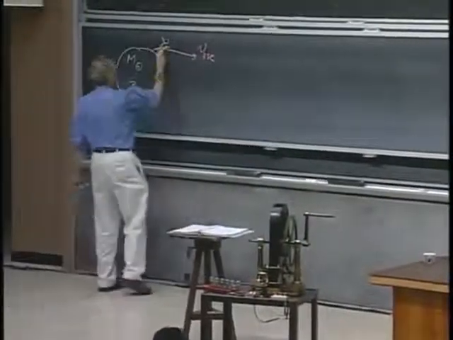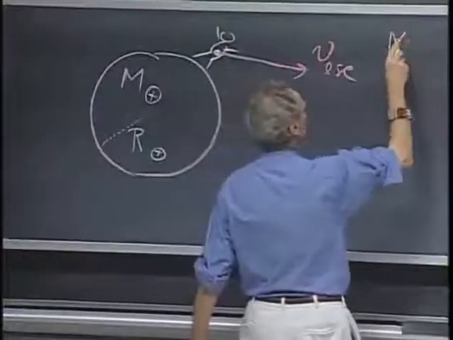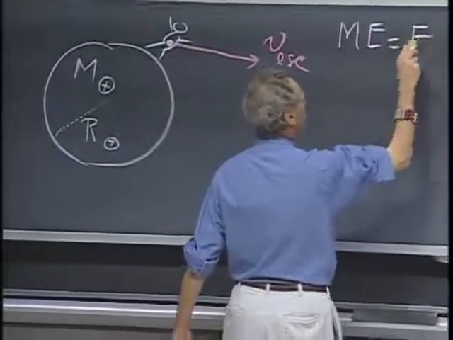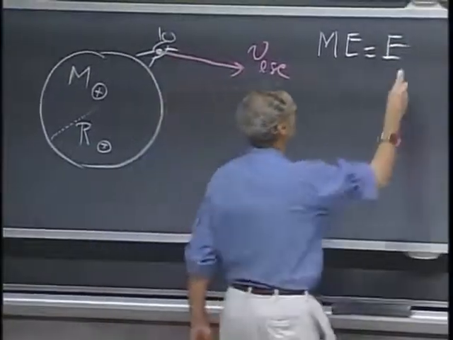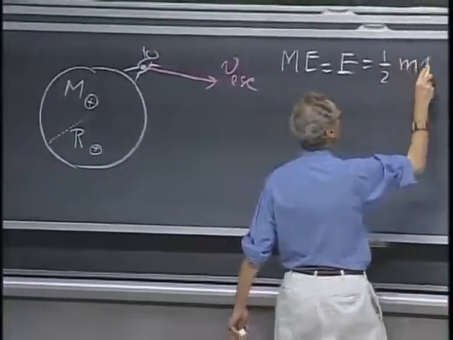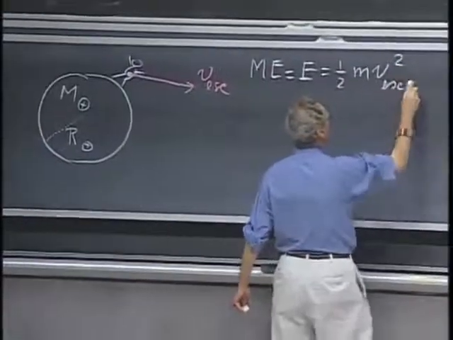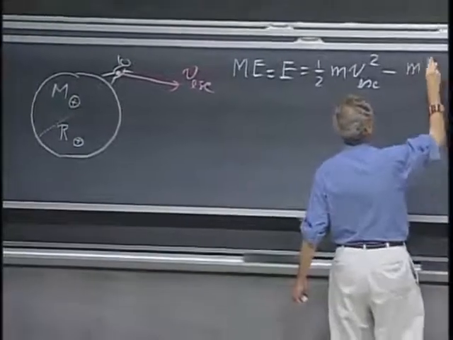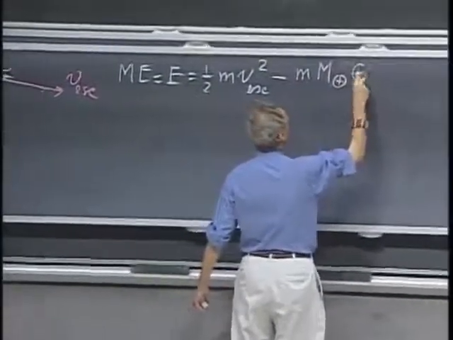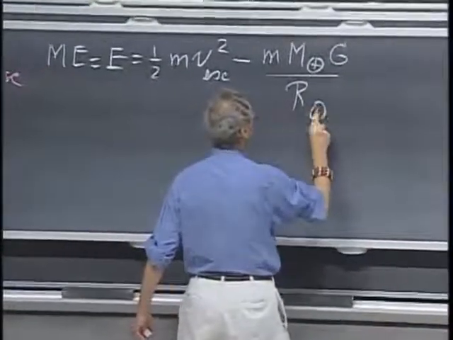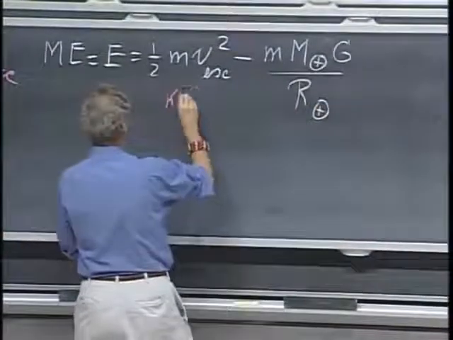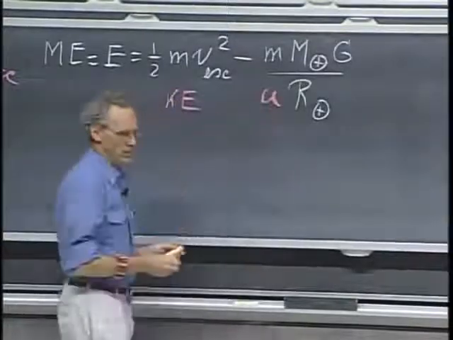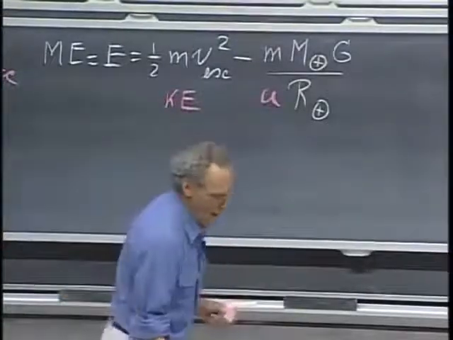Well, when you're standing here and you have that speed, your mechanical energy, which we often simply call E, the total energy, is the sum of your kinetic energy. This is your mass, this is your escape velocity squared, plus the potential energy, and the potential energy equals minus m Earth g divided by the radius of the Earth. So this is your kinetic energy, and this is your potential energy, always negative, as we discussed before. Mechanical energy is conserved because gravity is a conservative force.